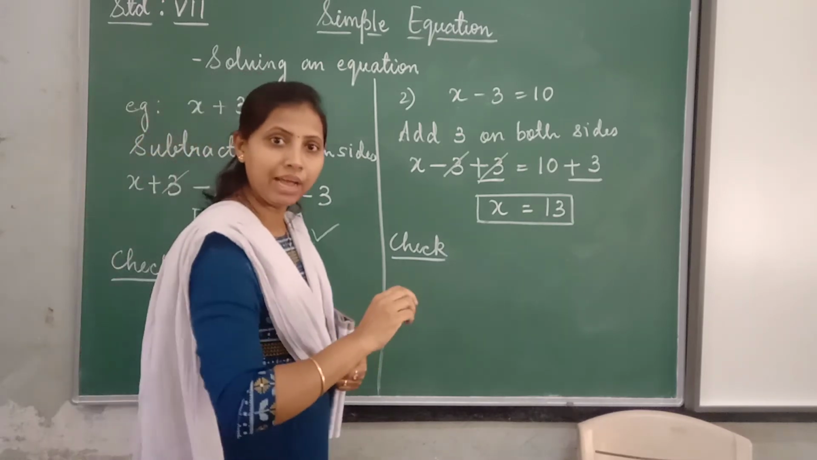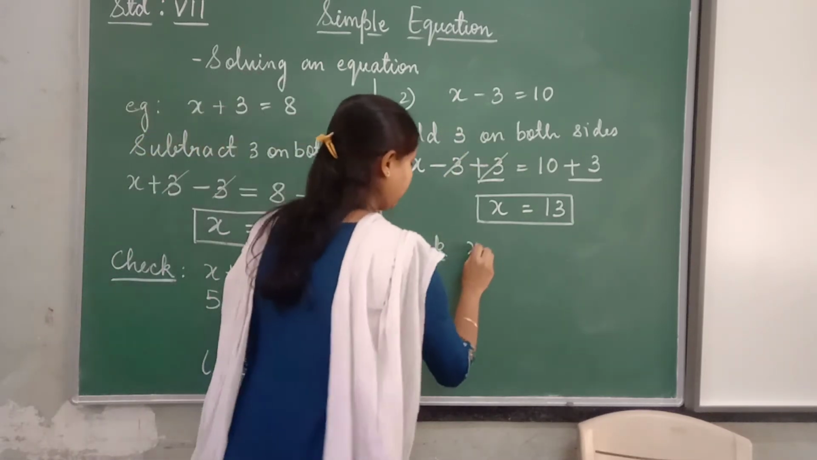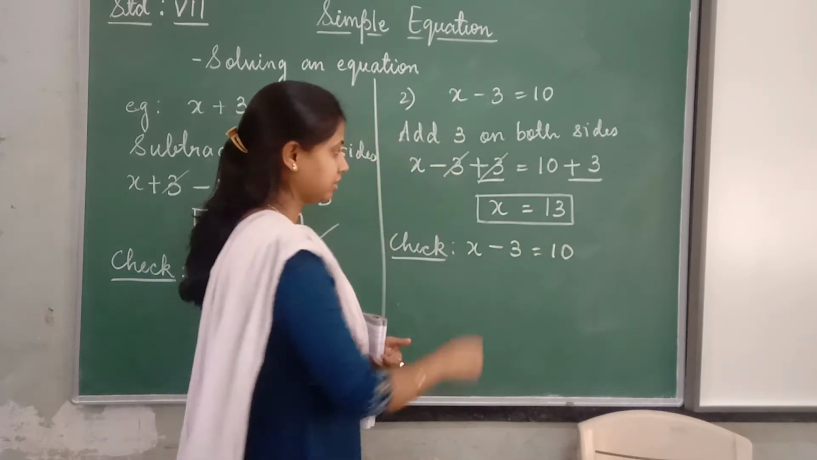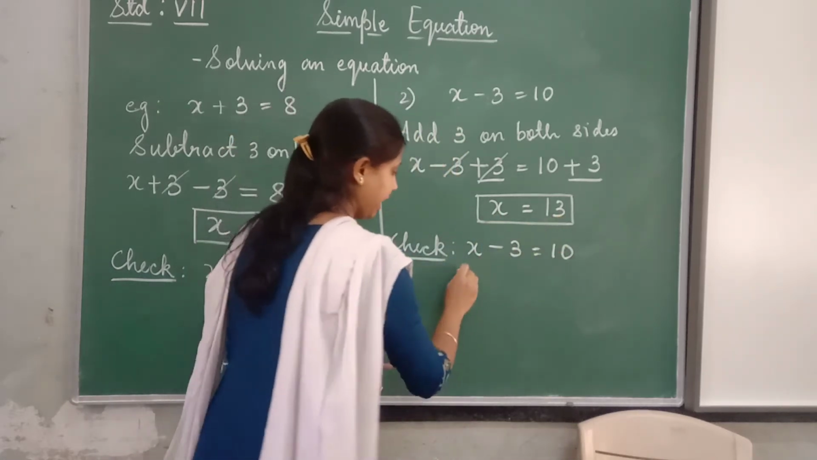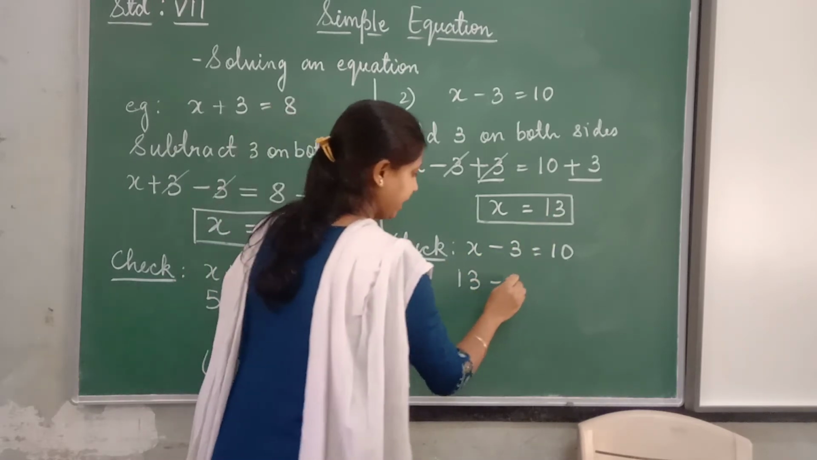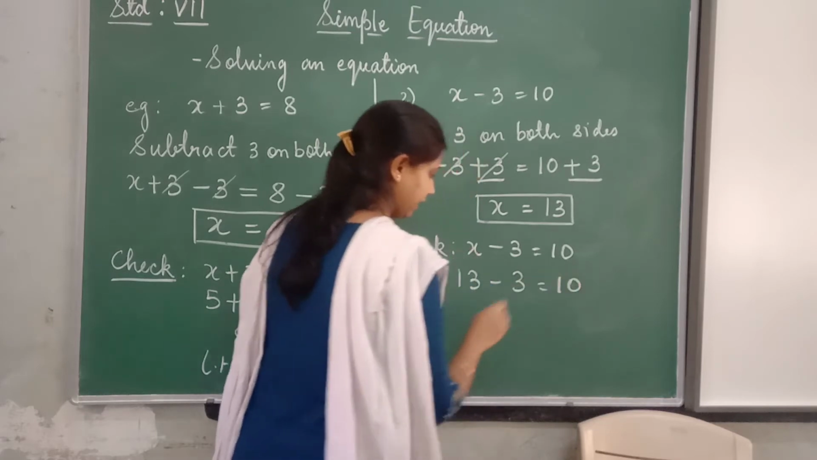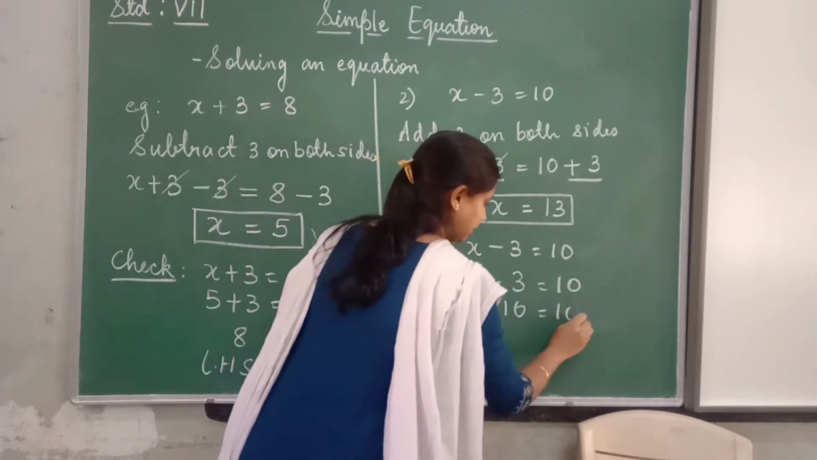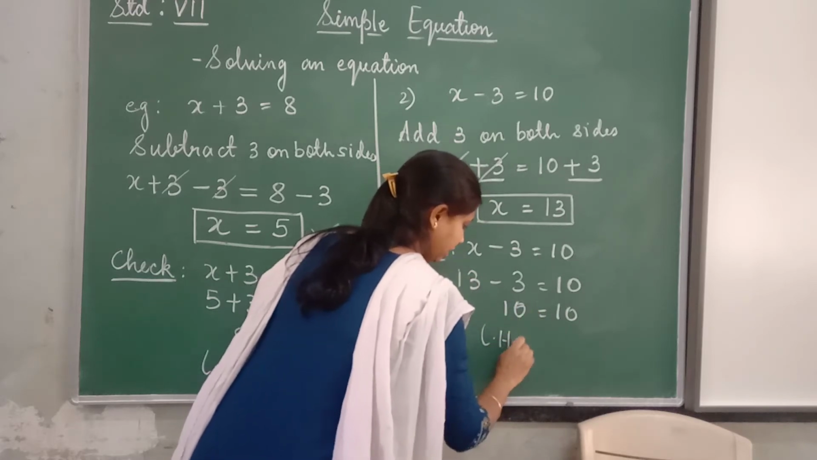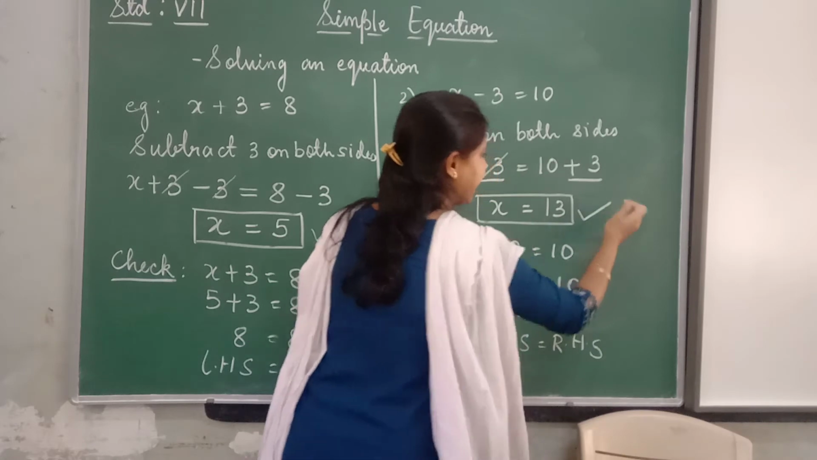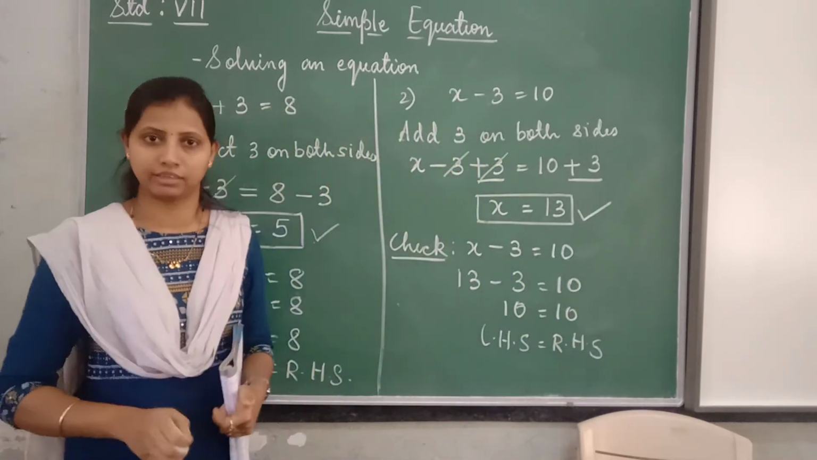To verify, what you have to do is substitute the value. The equation is x minus 3 is equal to 10. Substitute in place of x; x is 13, we got. So substitute that value: 13 minus 3 is equal to 10. What is 13 minus 3? 13 minus 3 is 10. 10 is equal to 10. That is, you got LHS equal to RHS. So our solution x is equal to 13 is correct.